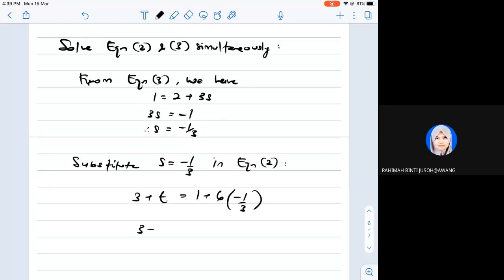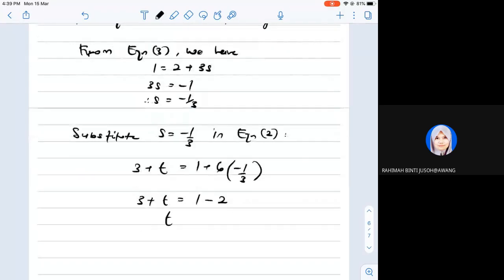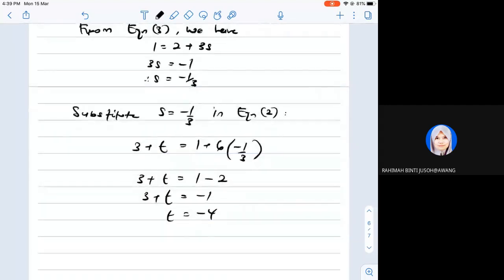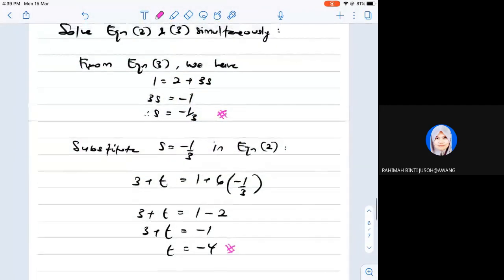So we will have negative 2. So t sama dengan negative 1, so t equals to negative 4, isn't it? Kan? Kalau saya tersilap bagi tahu. Okay, so now kita dah ada dua-dua nilai ni.